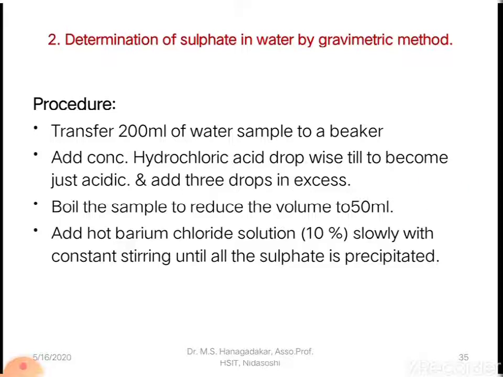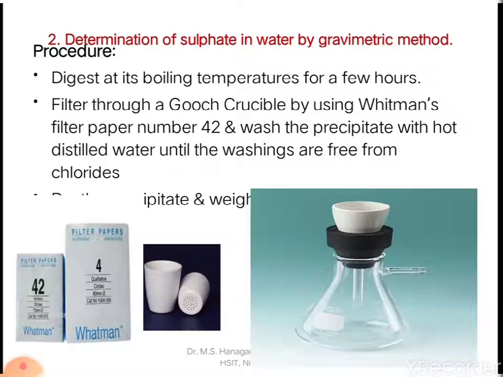Boiling means concentrating the sulfate ions by evaporating the water, reducing the 200 ml to 50 ml. Then add hot 10% barium chloride solution slowly with constant stirring with a glass rod to get the sulfate precipitate. It is a white precipitate. Digest that precipitate near the boiling point of water for a few hours. Filter the precipitate through the gooch crucible, as I have explained here.